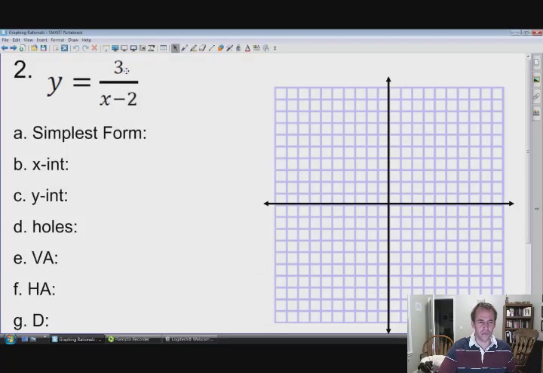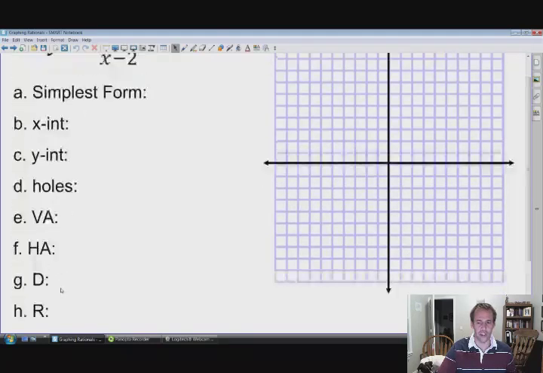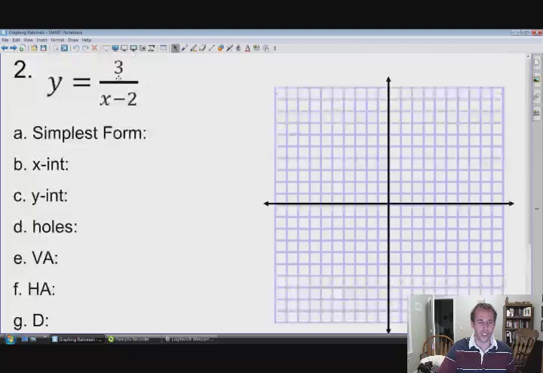So here's number 2. And so I would highly recommend that you start off with vertical asymptotes and horizontal asymptotes. Usually you have to simplify it first and do the holes, and then x-intercept, y-intercept, vertical asymptote, horizontal asymptote, domain, range. Then you're all done and graph it. But in this case, we see it's already in simplified form, so we don't need to mess with that.